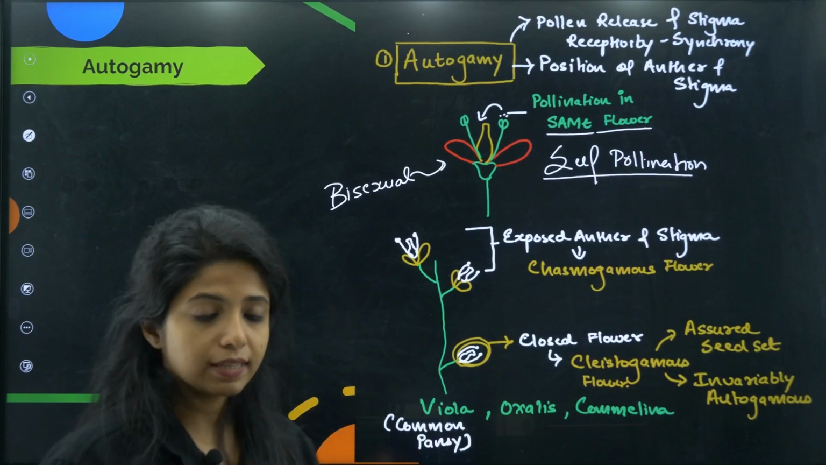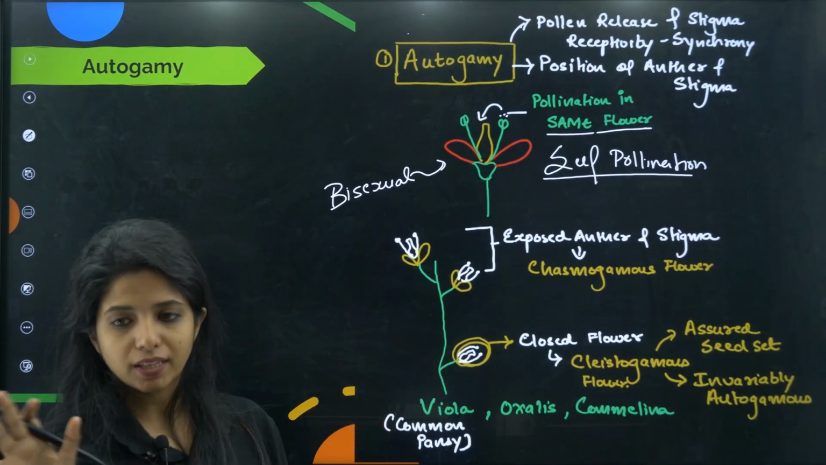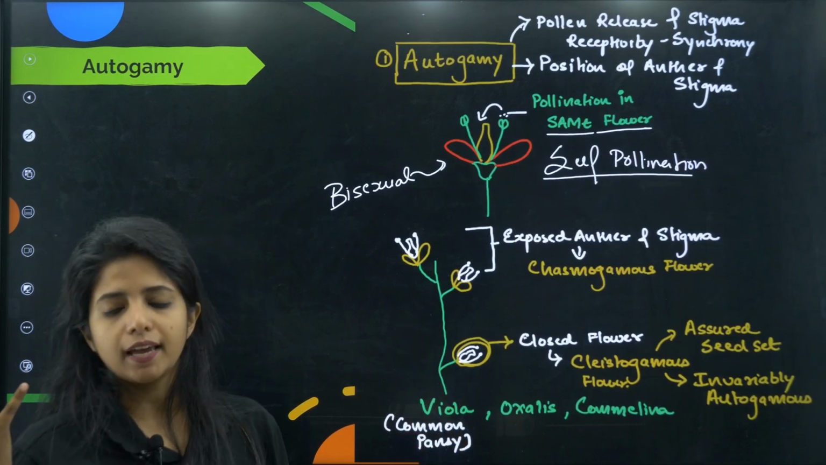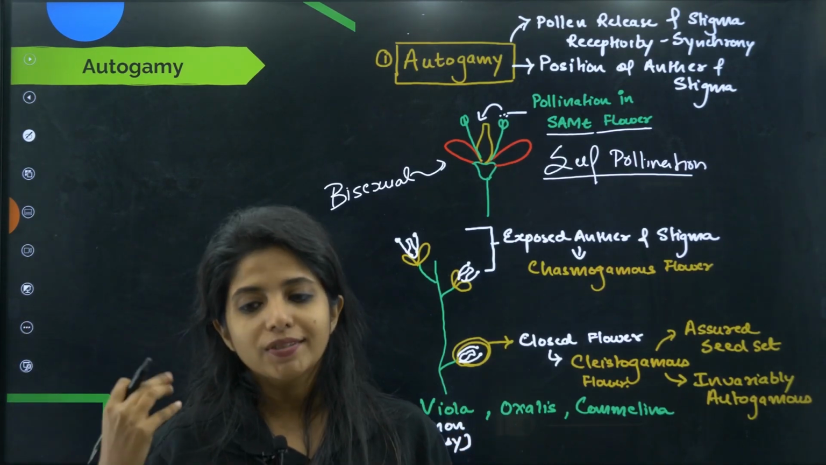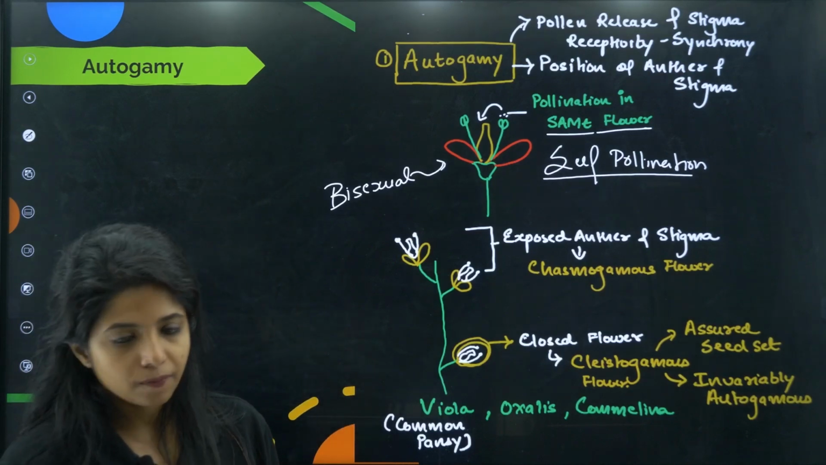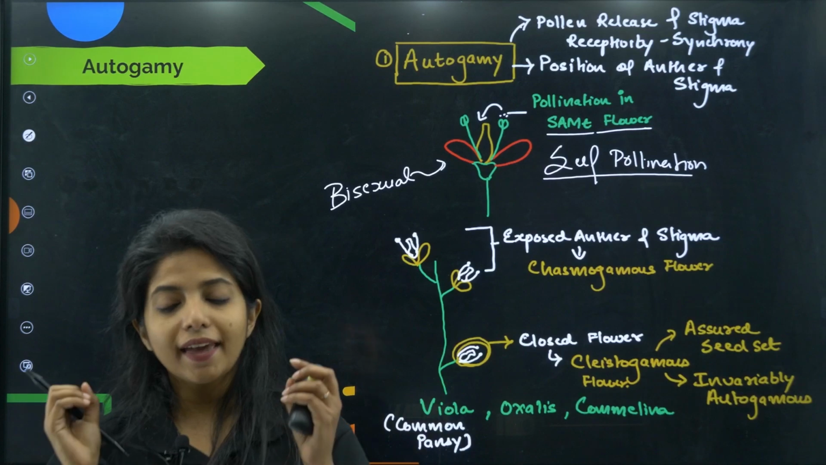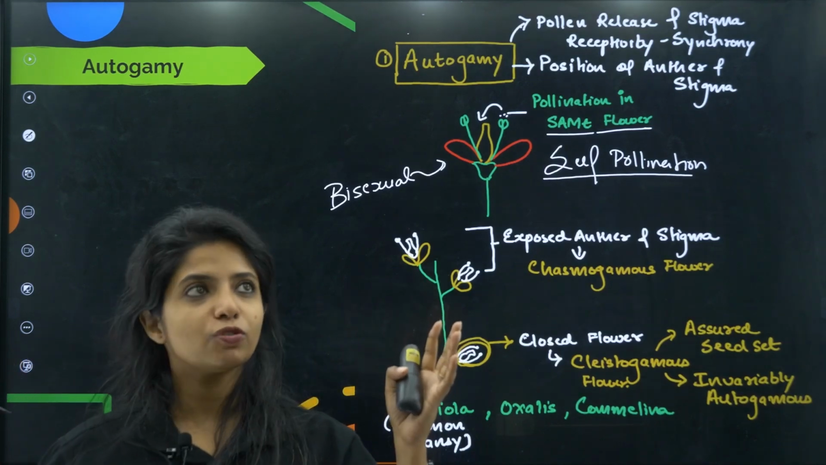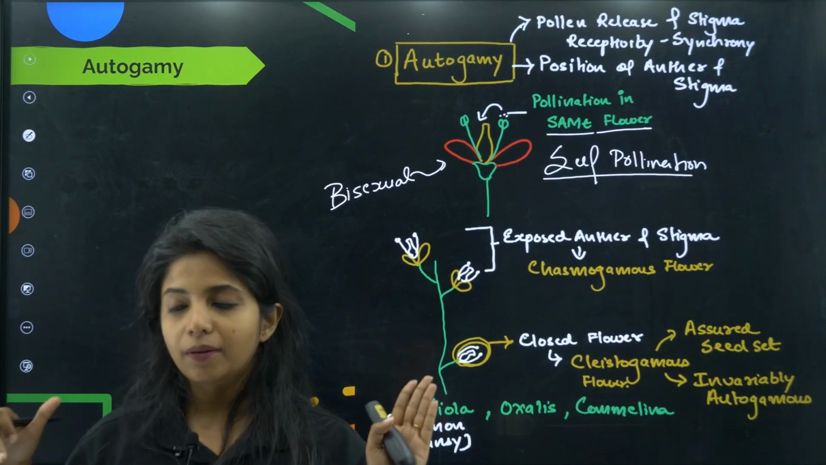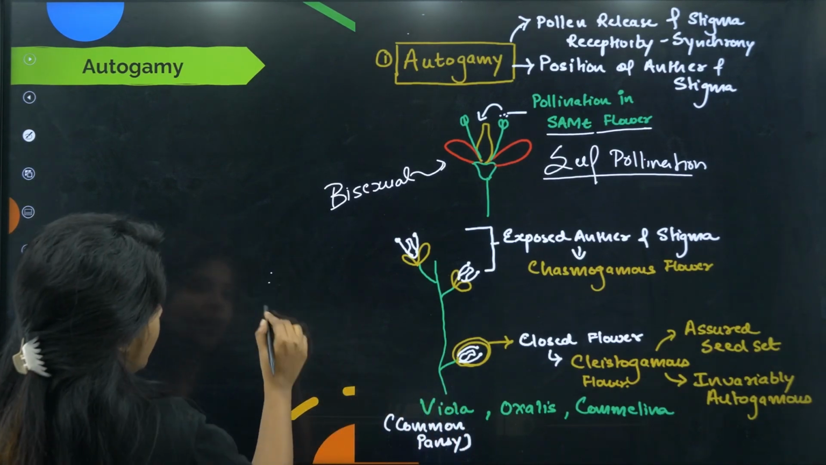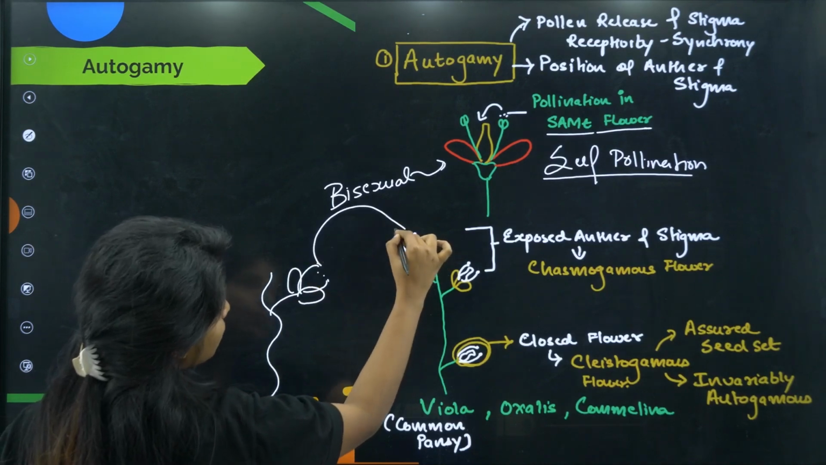So in your NCERT there is an example given. There is Viola, Oxalis, Commelina. They have two types of flowers, children. One type of flower is like this, where the anther and the stigma, everything is exposed. Anyone can do pollination over here. They do autogamy, but other pollen can also land, obviously, if there is some other plant, it will also produce its pollen grains, and these pollen grains can also land over here on the stigma.